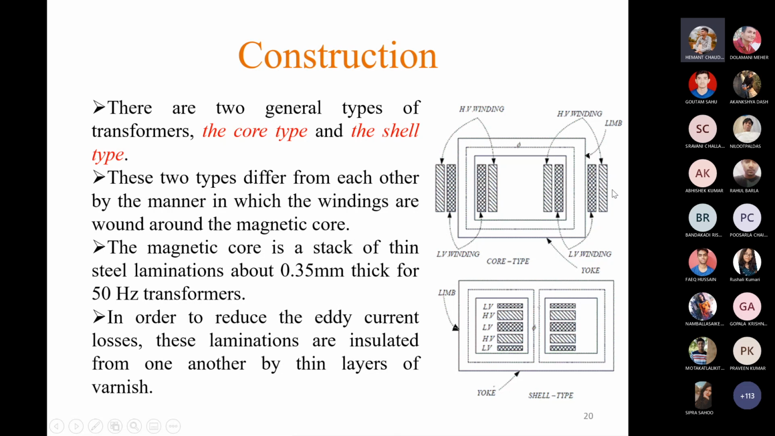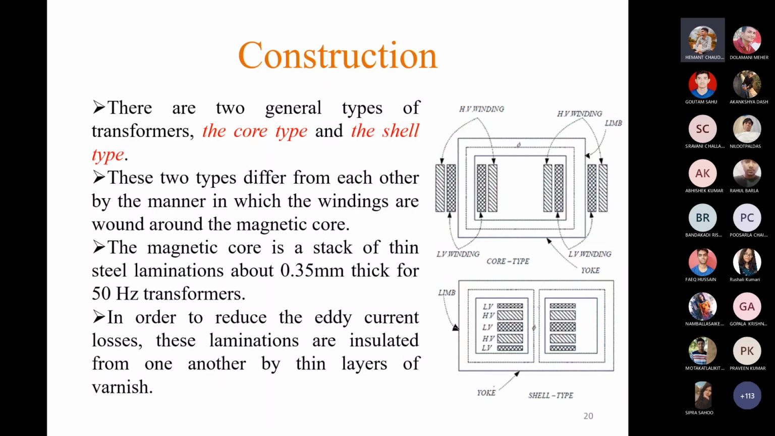So how is this core made? The core is a stack of thin steel laminations about 0.35 millimeter thick for 50 Hz transformers. These laminations are stacked one over the other, and in between any two stacks there will be some insulation, so that the eddy current losses decrease. How the eddy current losses decrease with insulation, I will discuss later on. First of all, consider the construction here. The core is made up of thin steel laminations, stacked one over the other to form this kind of core.